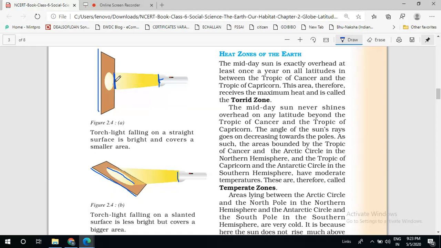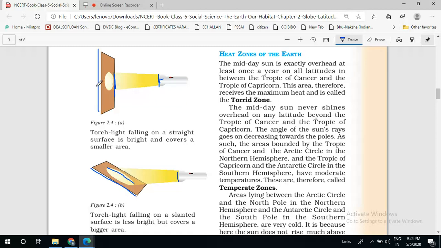And remember, we are talking about all these things in comparison only. We are comparing these two situations, and we find that the area covered in this situation is smaller than the area covered in this situation. The consequence is that the heat and light will be more in this situation, and less in this situation. Now the same condition prevails on the earth also.